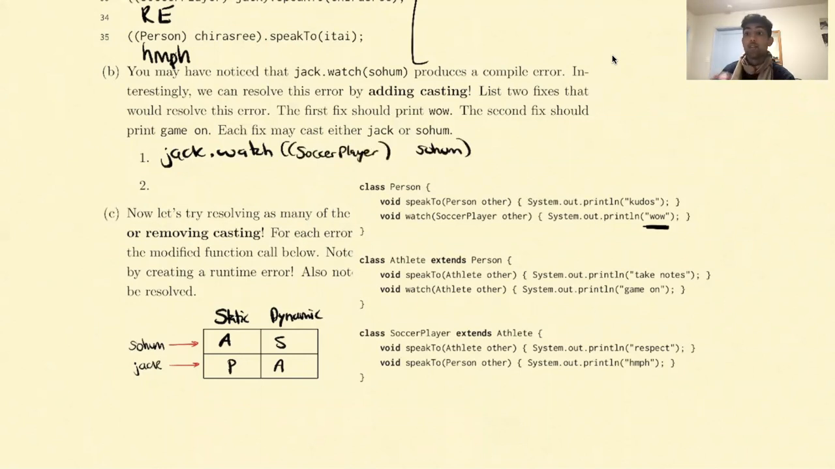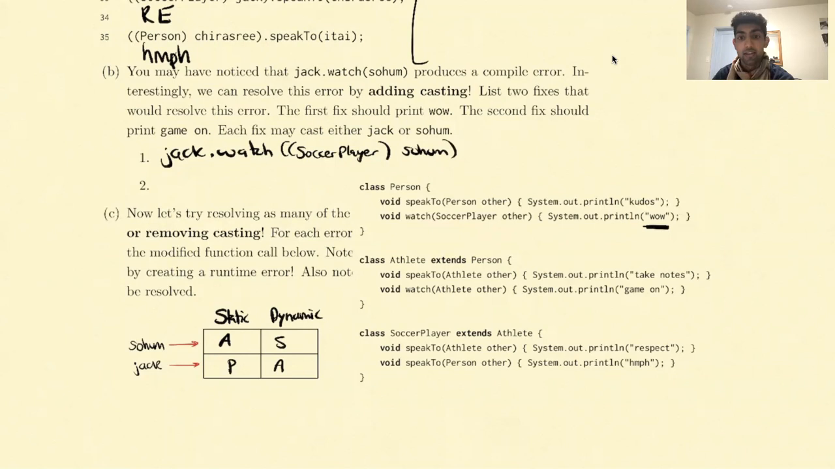And to reiterate why this works: during compile time, we'll look in the Person class for a watch method that takes in a SoccerPlayer, because Sohum now is a SoccerPlayer after the cast. We'll see that we find such a method and we're happy, and accordingly, what we'll do is print out "wow".